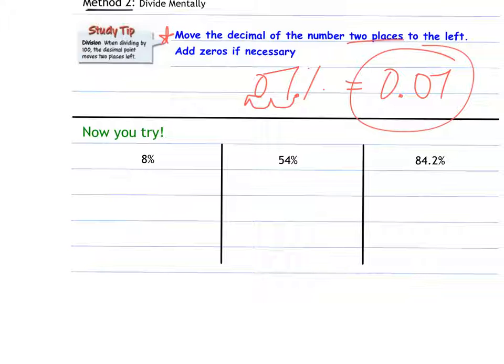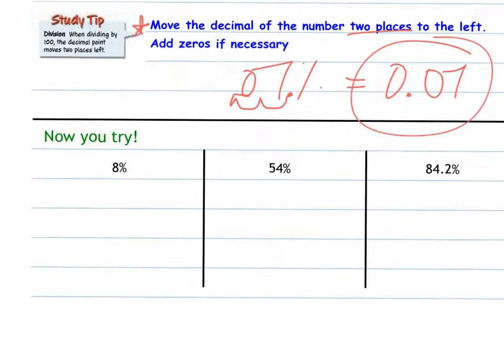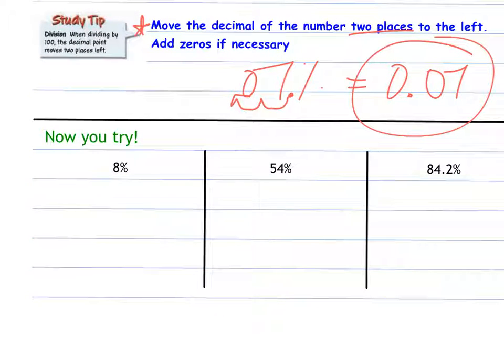Some of them for you to try here. Pause, try them on your own, and then come back and check. So we have 8%, the decimal is at the end of the number. I prefer to just move the decimal. I find it easier than writing it as a fraction. It makes an extra step for you. But if that's the way you want to solve it, definitely go and do that.